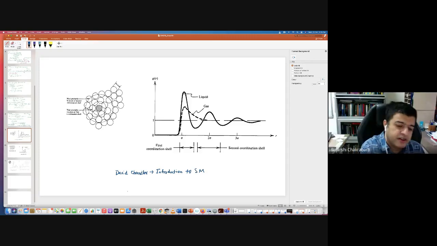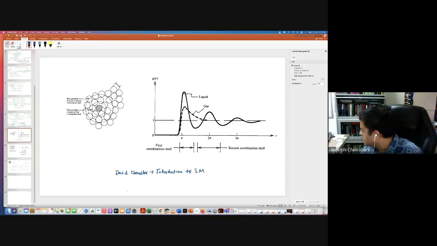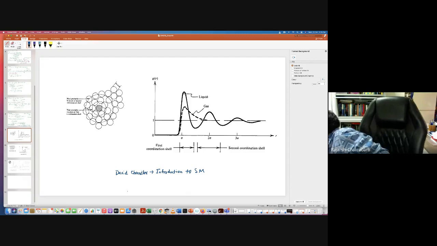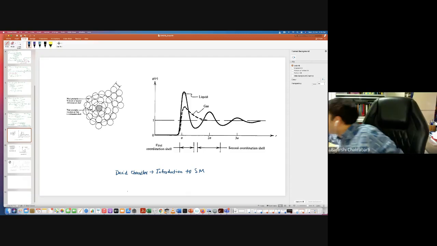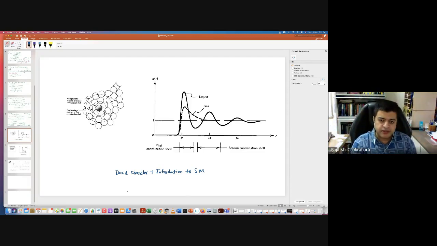So this is from the book by David Chandler, I think Introduction to Statistical Mechanics, the name of the book. It's a fantastic book. It's chapter number 7. You can see the book.